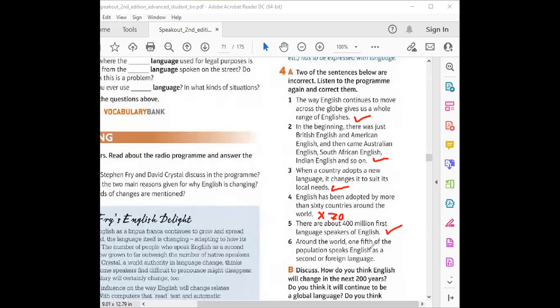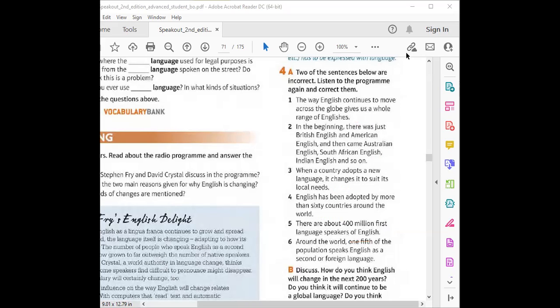Around the world, 1/5 of the population speaks English as their second or foreign language. Not 1/5. It's like 400 multiplied by 5. It's 1/3. 1/3 of the population speak. Oh, he's talking about the population. Yes, the population of the entire world. Wow. Okay, so this is it for this exercise.